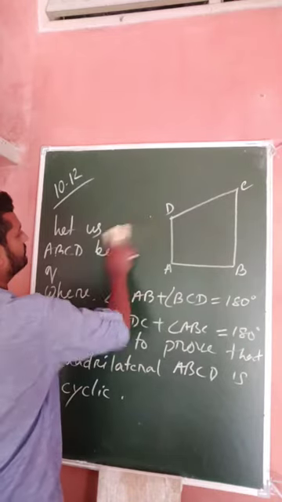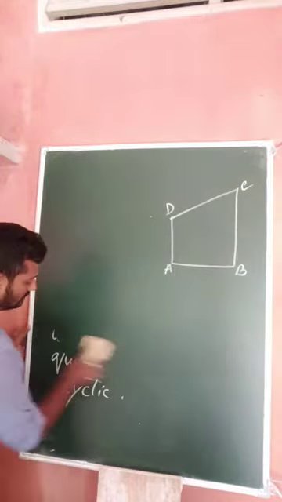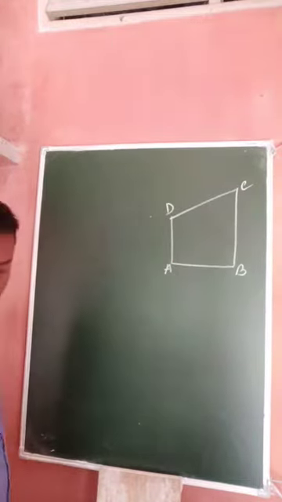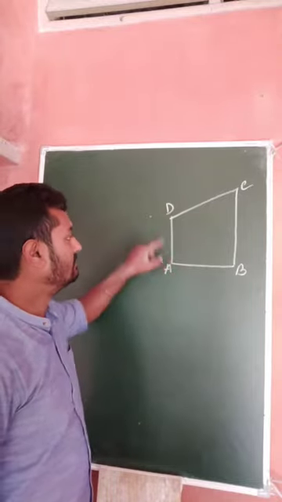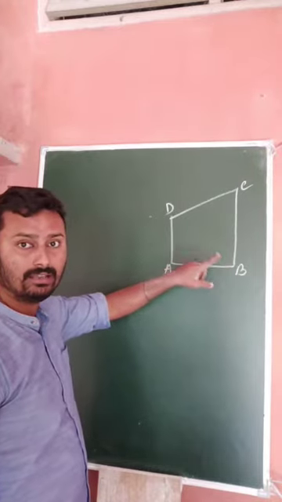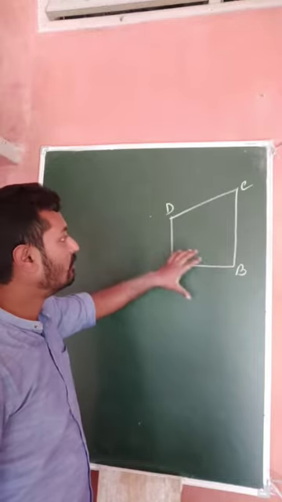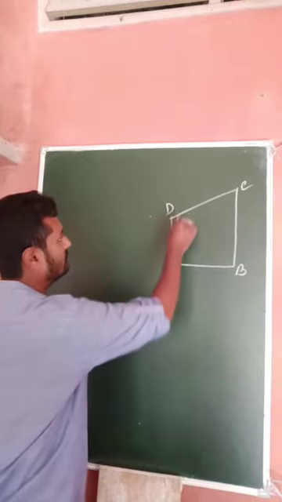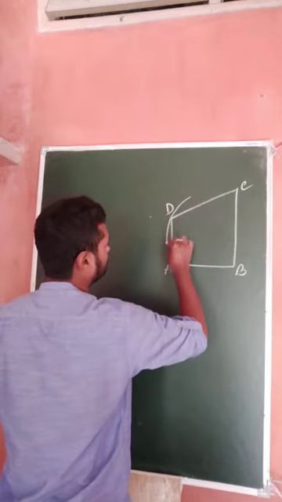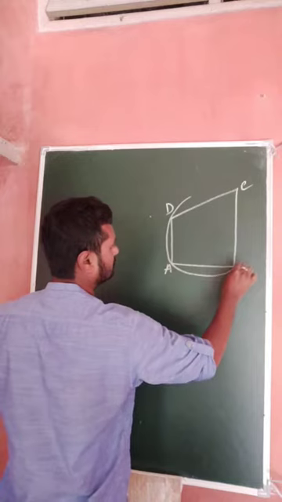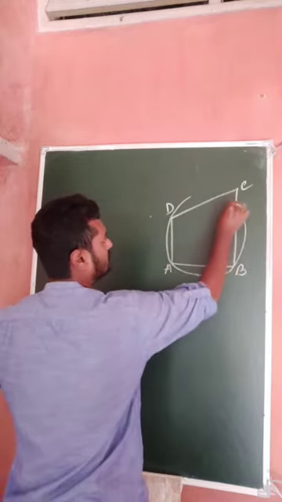Now, actually one theorem is omitted from your syllabus: if points D, A, B are non-collinear points, then you can draw a circle through those three non-collinear points. Suppose you draw a circle like this.